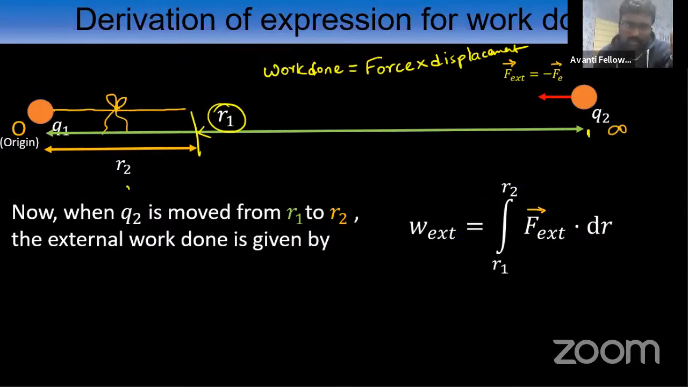Correct, Hari Prasad, correct, Bhargav, correct, Pooja. So we are going to derive an expression for work done. We are doing some external work to bring this unit positive charge, or this charge Q2, from infinity to a separation of R2. We are doing the work from R1 till R2. How much force are we applying? We are applying an external force, F external, equal to minus Fe, in the negative Fe direction.